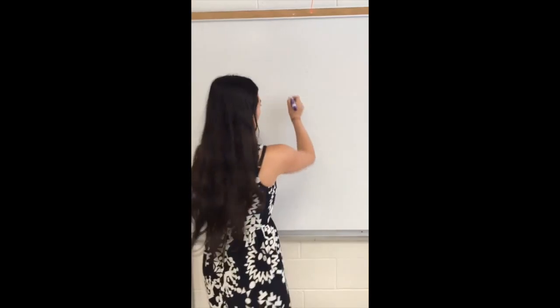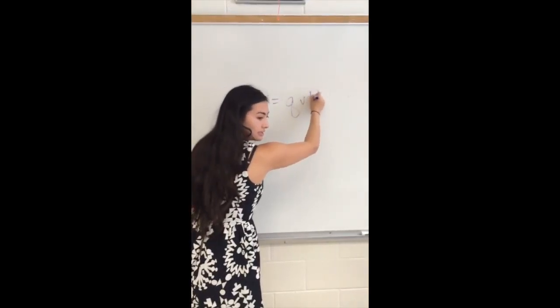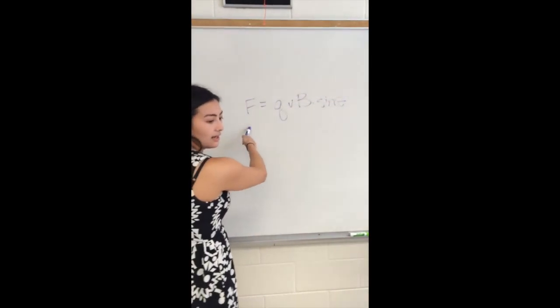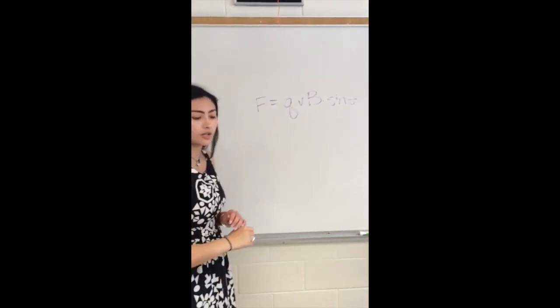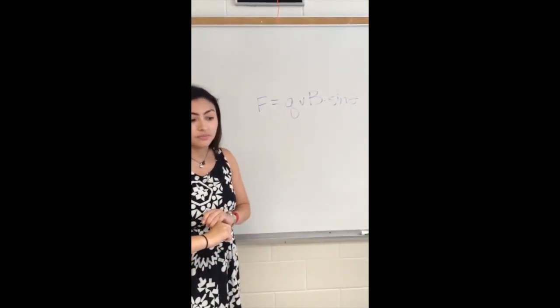The second magnetic force formula that you need to know is F equals Q times v times B times sine theta. Once again, F is going to be the force on the particle moving in the magnetic field, which is equal to the product of the field strength.